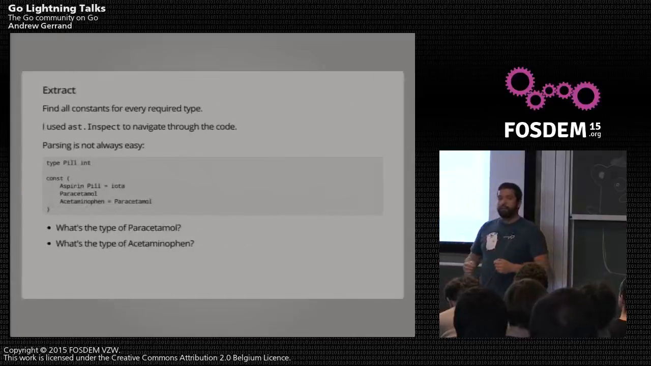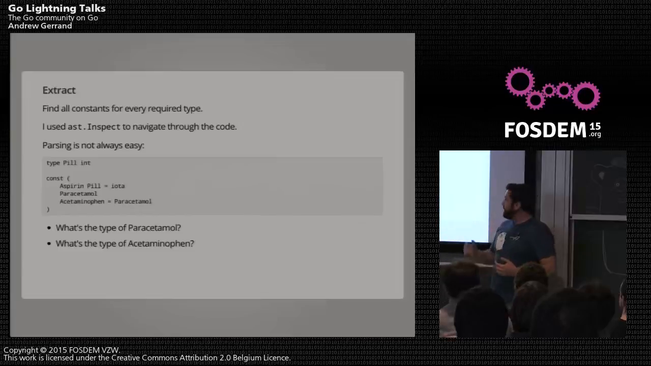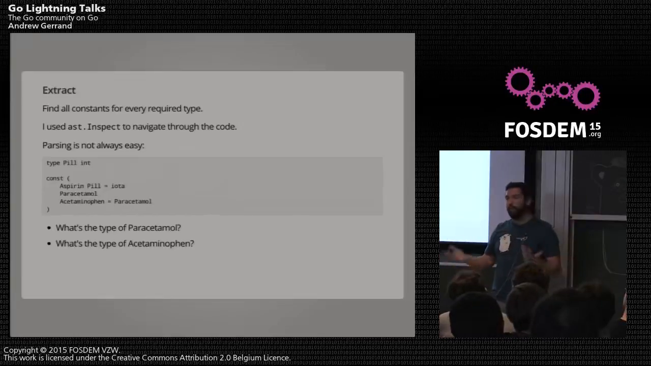Then actually extracting the values turns out to be a little bit difficult, because in this example, the type Pill, you have 3 values: aspirin, paracetamol, and acetaminophen. So aspirin, what type is it? Well, it's obvious, it's Pill. Paracetamol, what type is this? Well, you have to remember what was the type that you were defining before, because if there's no type, there's a type from before. It's like, OK, cool.